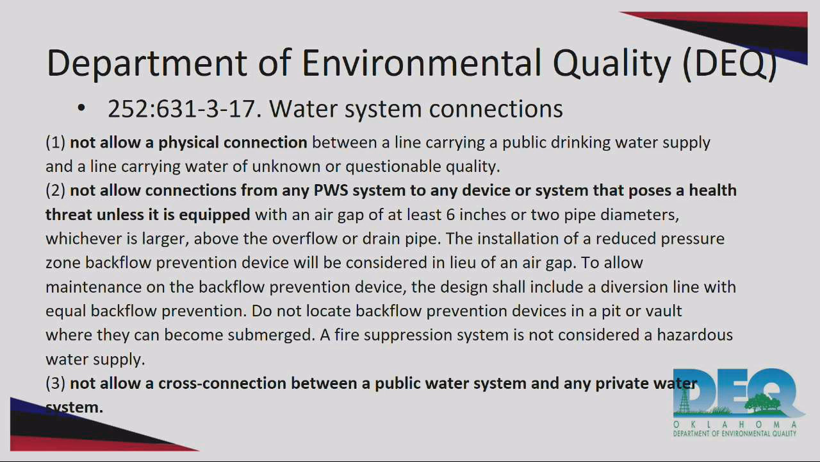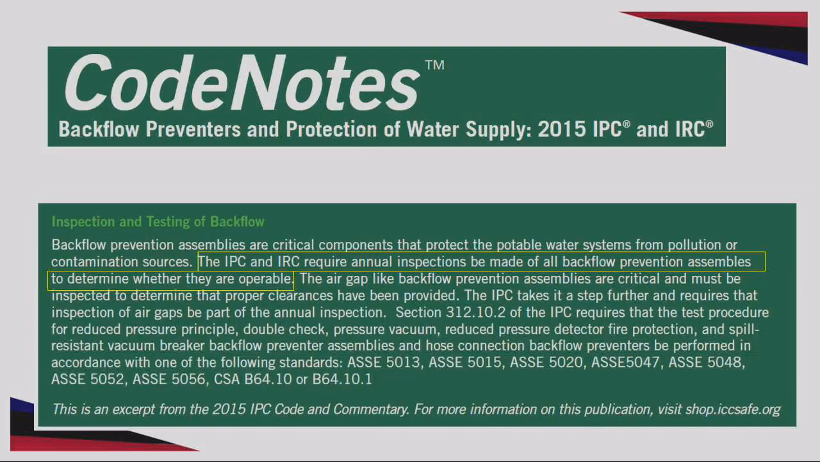The Department of Environmental Quality says you're not allowed to have a physical connection between an unknown water source. You're not allowed to have a physical connection to a private water well. And all of this stuff is telling you if you want to connect these things, you have to have a backflow assembly, a backflow device, some sort of air gap, something that protects the community from the source. The International Plumbing Code, which Norman adopts, spells out that a backflow assembly is required to be tested once a year. So we have rules and regulations in place that tell us what we need to be doing. What we need to do is create a program to actually execute that well and document it well and educate our community.